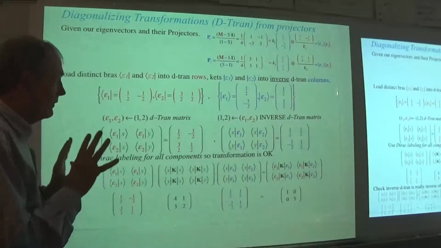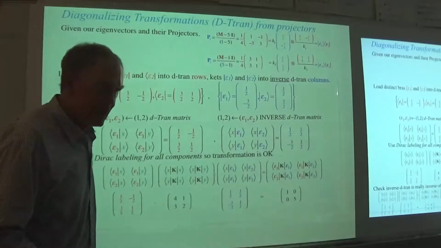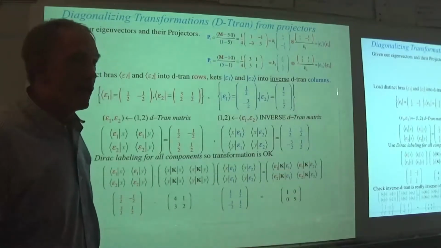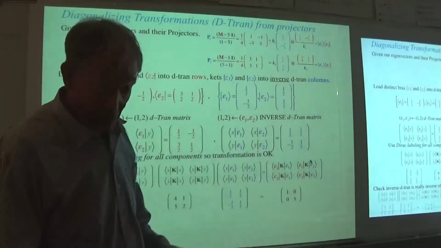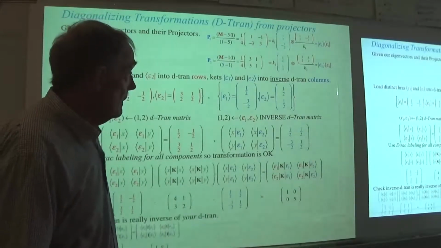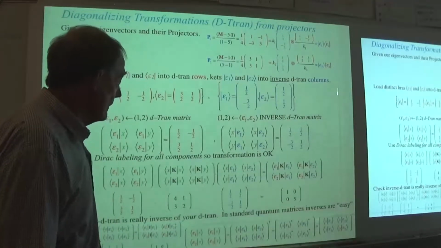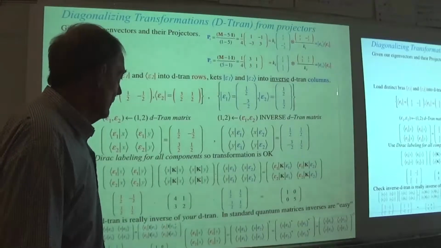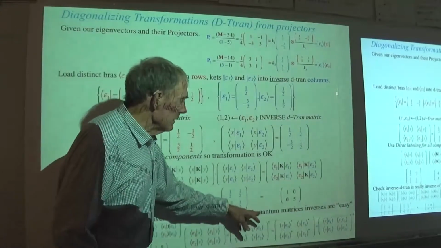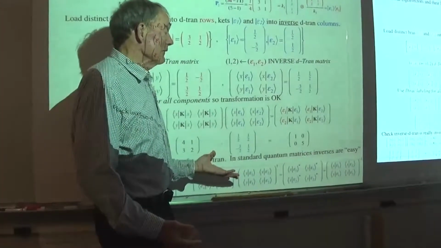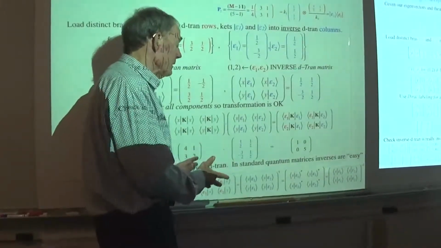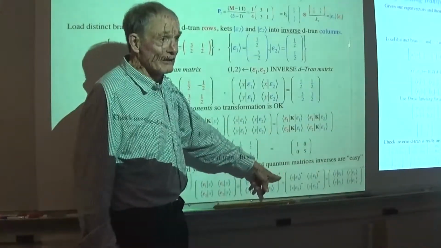So this is just a little piece of plumbing that you have to know if you're going to make use of this stuff in future programming technology. Okay, typical example there. In standard quantum mechanics, it's really easy to get these things. You make the transformation matrix and then you just do the Hermitian conjugate.